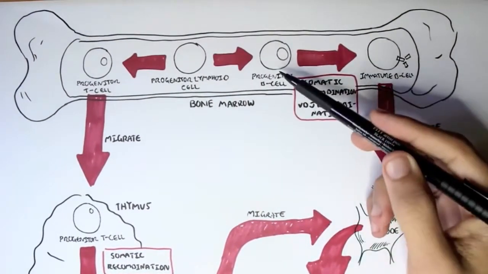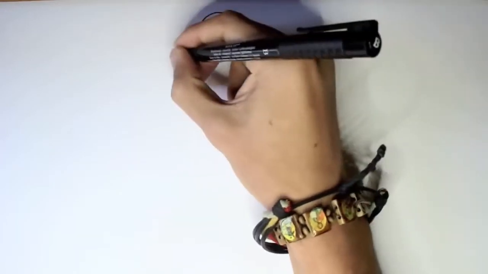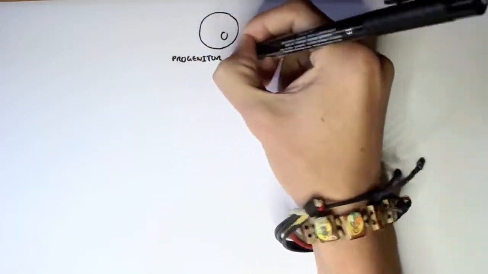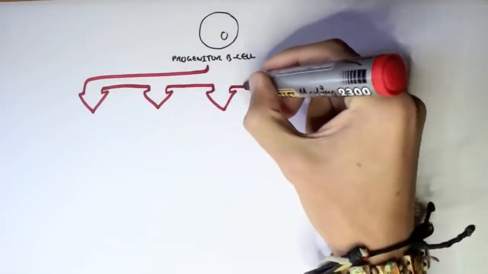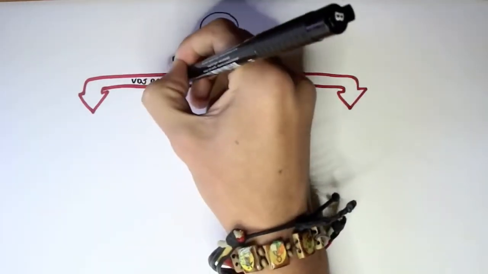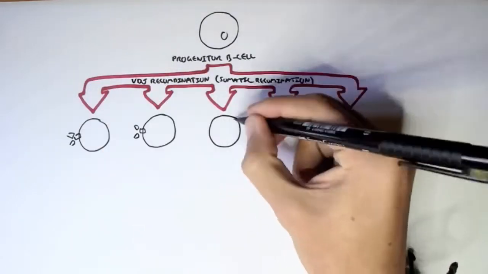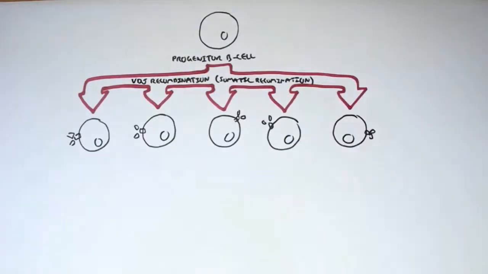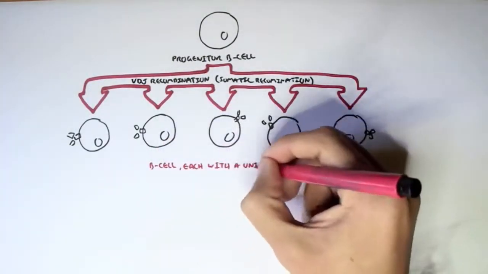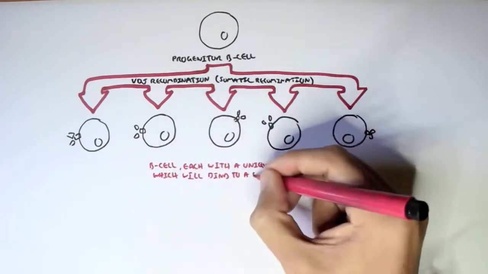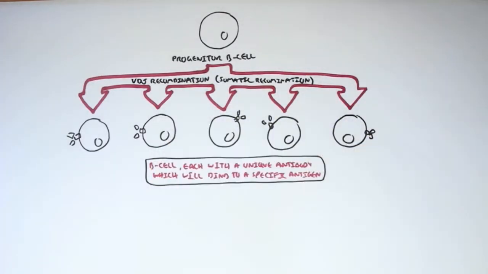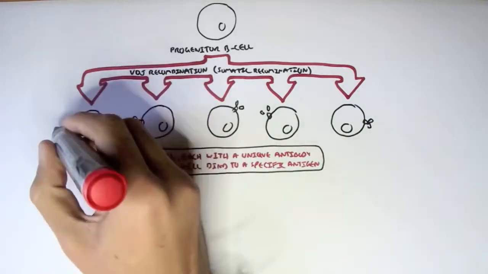Now let's go back to the progenitor B cell and learn a bit more about the diversity of these antibodies. So we begin with the progenitor B cell in the bone marrow, right? And the progenitor B cell, through VDJ recombination or somatic recombination, becomes immature B cells, each with a unique antibody which will bind to a specific type of antigen. And all of these immature B cells have unique antibodies, right?